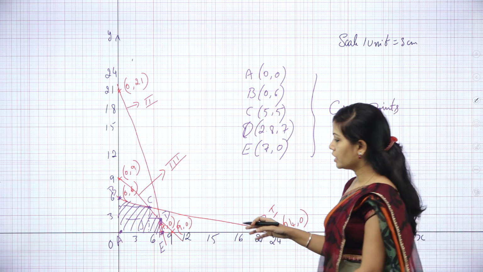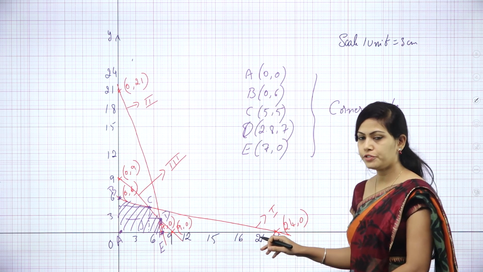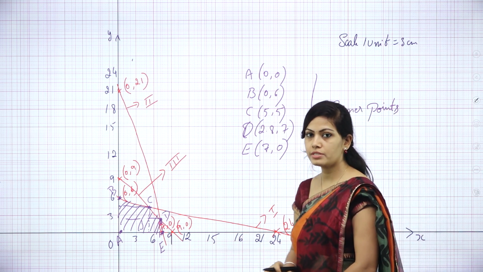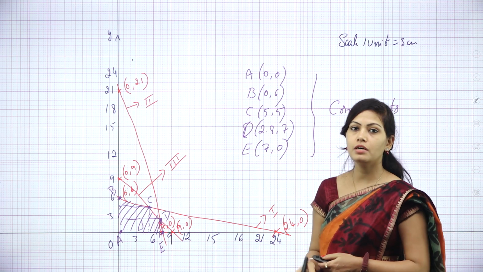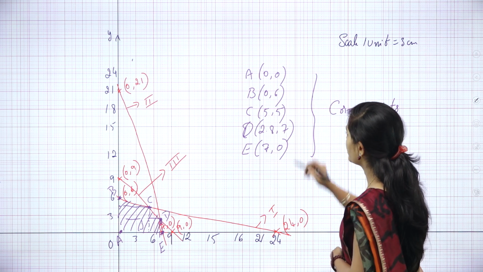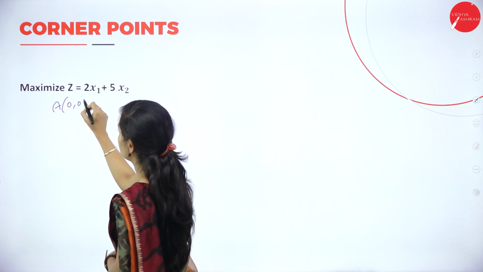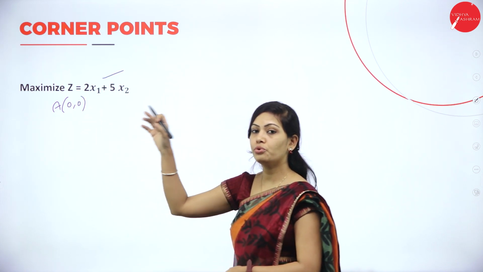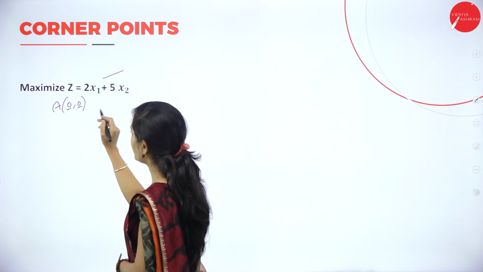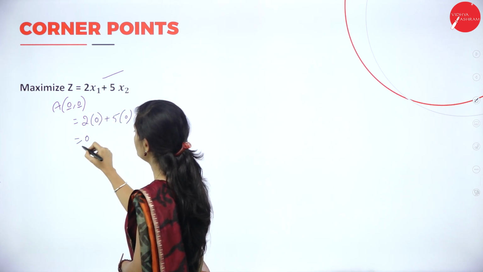So in your graph sheet, you have to find the region. In the graph sheet, you can find the point values properly. So these are the corner points we got. Using these corner points, we can find the optimum value, the maximum value. So first corner point is A of 0 comma 0. For this objective function, we have to substitute all the corner points. So first one is 0 comma 0. x1 is equal to 0 and x2 is equal to 0. So 2 into 0 plus 5 into 0 is equal to 0.